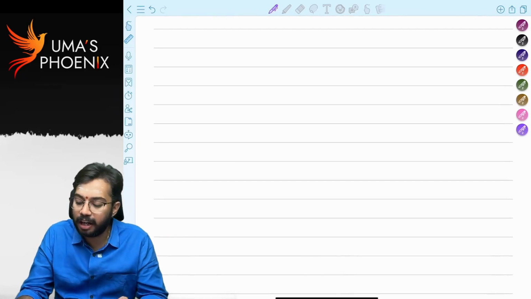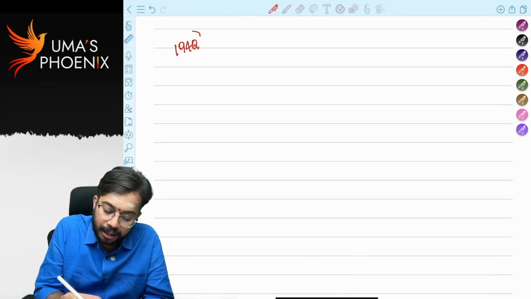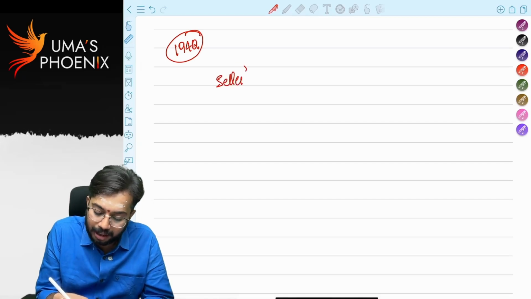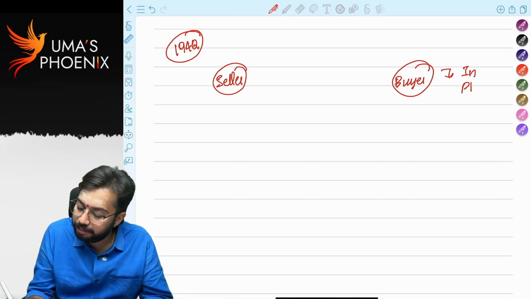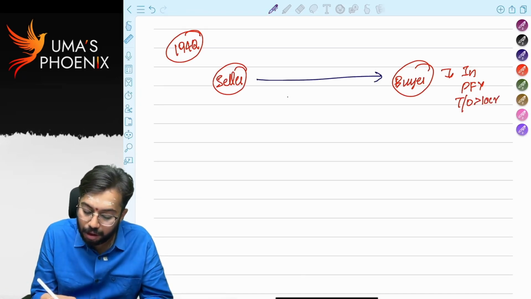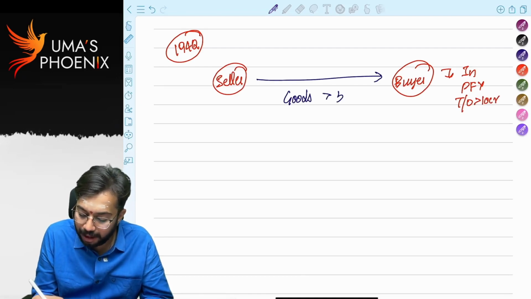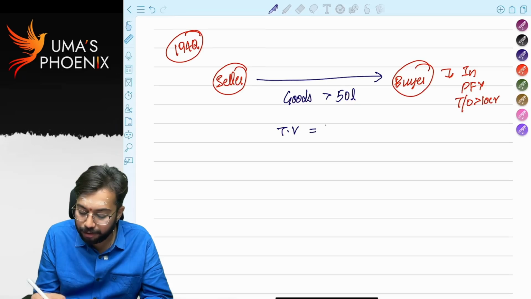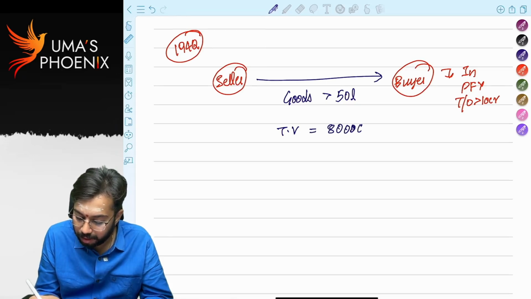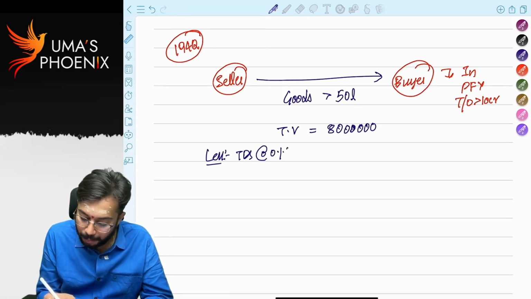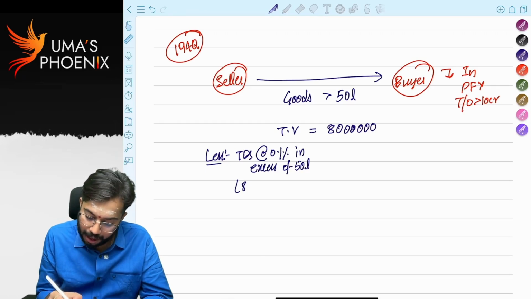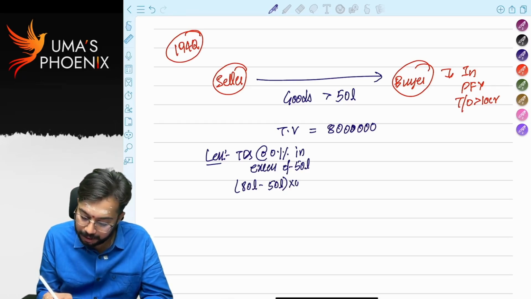The same, opposite, is 194Q. Opposite of section 206C(1)(h). What? There is a seller, there is a buyer. In case of the buyer, if in the preceding financial year turnover is more than 10 crores, and the buyer is buying goods of more than 50 lakhs from the seller. Let's say the taxable value of goods is 80 lakhs. Now the buyer is required to deduct TDS at the rate of 0.1% in excess of 50 lakhs. How much? 80 lakhs minus 50 lakhs into 0.1%.